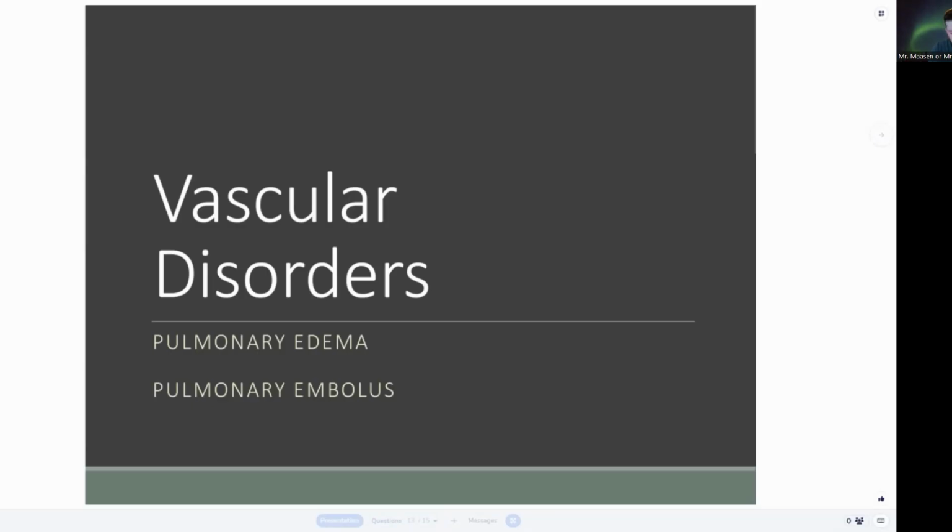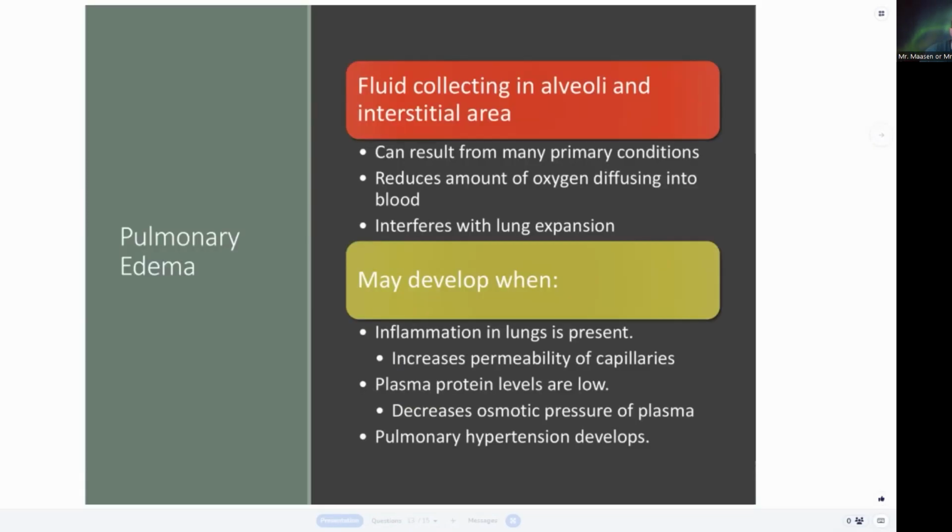So vascular disorders associated with the lungs. This is at the tail end. We talked about pulmonary hypertension, and a little bit about pulmonary edema. Pulmonary edema is fluid collecting in the alveoli and interstitial area. This is fluid that builds up, something like in the case of your blue bloaters, your chronic bronchitis, you're going to have that fluid collecting in areas and edema shifts. And this is going to reduce the gas exchange.